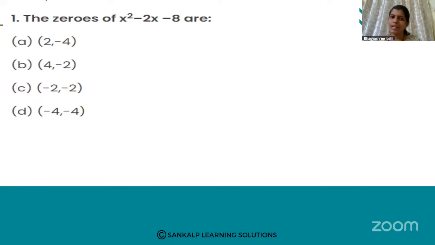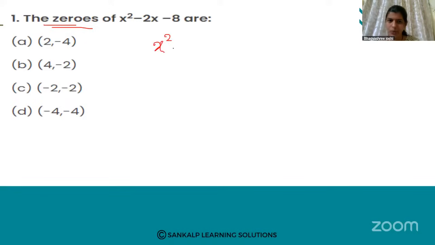The zeros of x square minus 2x minus 8. Yes, dear children, which one is the answer? 2 and minus 4, 4 and minus 2, minus 2 and minus 2, minus 4 and minus 4. So what are we asked? Zeros of this polynomial. Zeros of this polynomial means how can you find zeros? By using factorization method. So here we need to use factorization method.